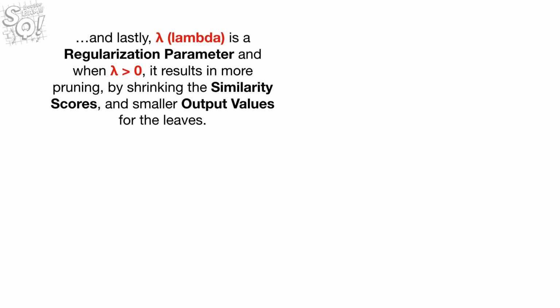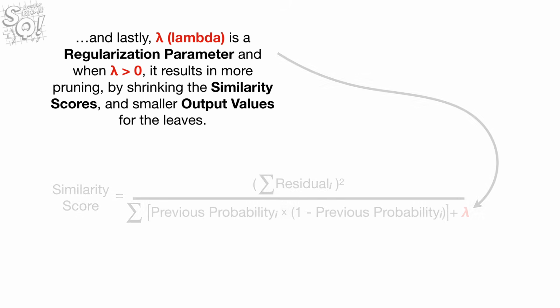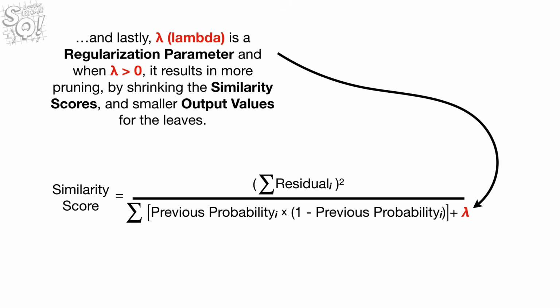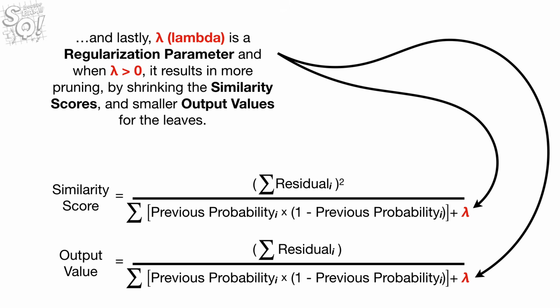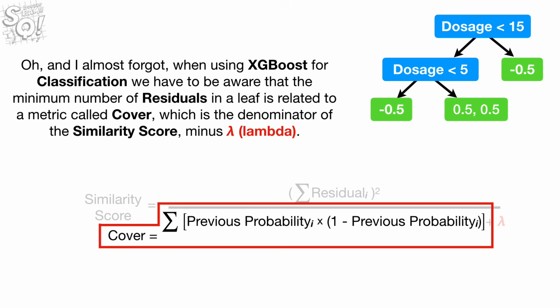And lastly, lambda is a regularization parameter, and when lambda is greater than 0, it results in more pruning by shrinking the similarity scores and smaller output values for the leaves. Oh, and I almost forgot. When using XGBoost for classification, we have to be aware that the minimum number of residuals in a leaf is related to a metric called cover, which is the denominator of the similarity score minus lambda.